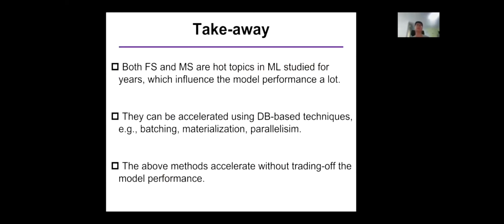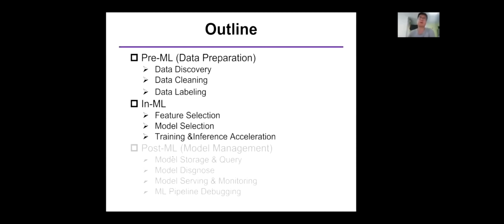Let's see the takeaways on feature selection and model selection. They are both hot topics in machine learning, studied for years, and they influence model performance a lot. Fortunately, they can be accelerated using DB-based techniques like batching, materialization, and parallelism. The above methods accelerate the feature selection and model selection stages without training the model. Then let's talk about how to accelerate the training phase while computing the loss, and the inference stage.